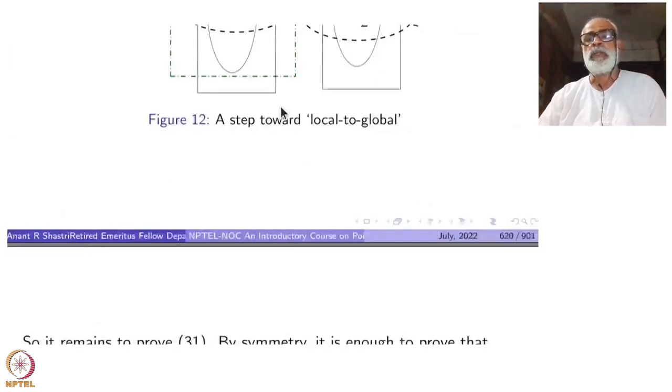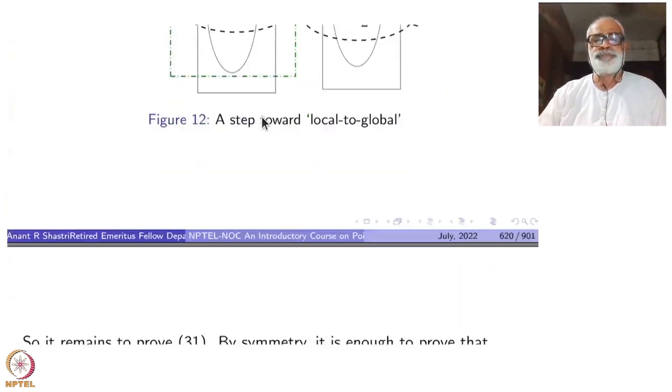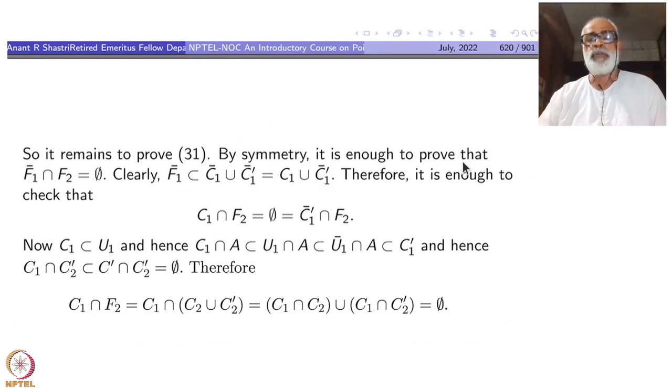So it remains to prove 31. 31 is that this F1 bar intersection F2 is empty. The other one is similar. So by symmetry, it's enough to prove that F1 bar intersection F2 is empty. First of all, F1 itself is C1 union C1 prime. Therefore, F1 bar denotes, now everything is happening inside X, closures are inside the whole space X, F1 bar is C1 bar union C1 prime bar, because it's just a finite union. But C1 is already closed, so it is C1 union C1 prime bar.